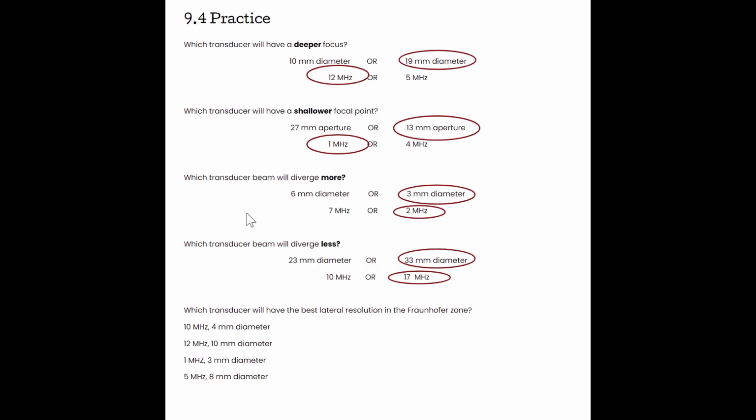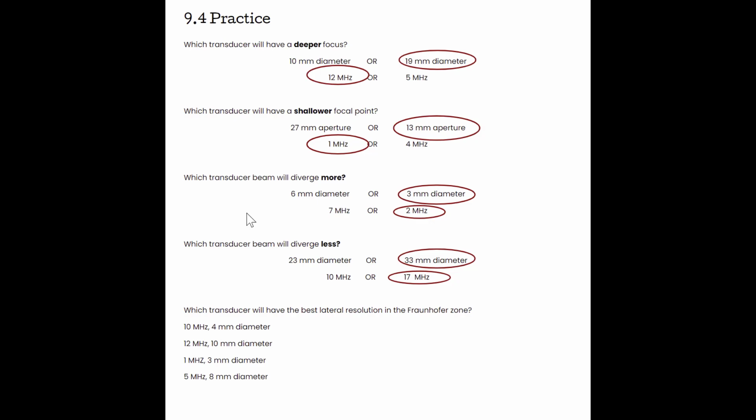Now this last question is probably something that's going to be more similar to what you might have on a test. You might be given some frequencies of transducers and some different diameters. And then this question asks us which transducer will have the best lateral resolution in the Fraunhofer zone.